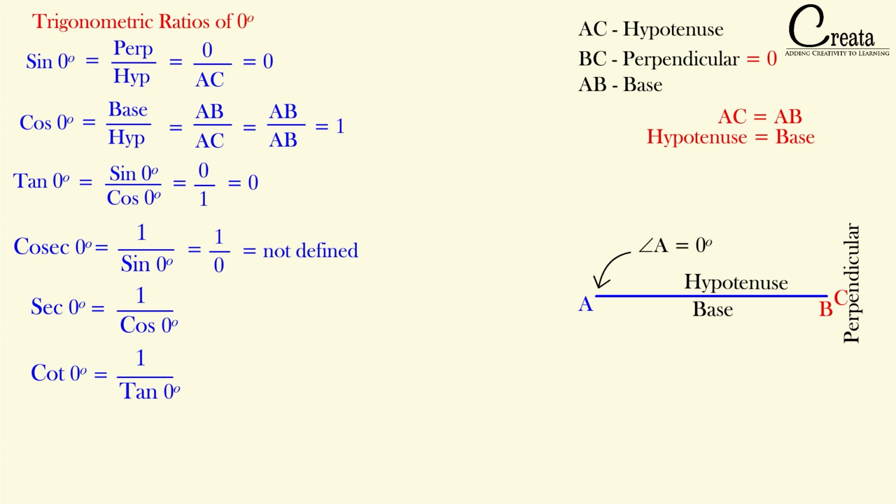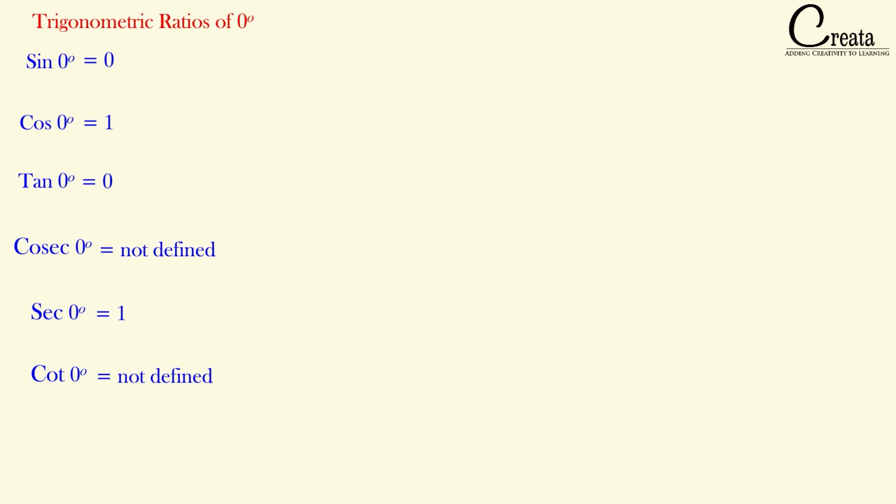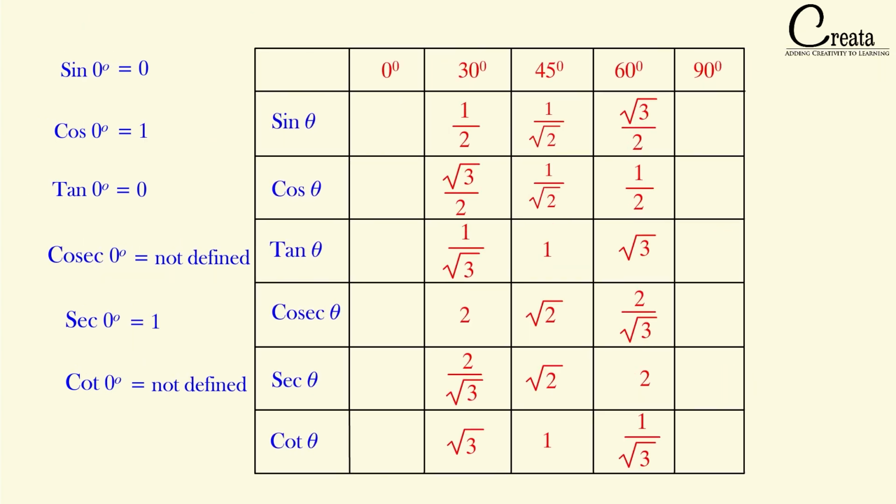Okay. Let's find sec 0 degree, that is 1 upon cos 0 degree. 1 upon 1, that is 1. Let's go for cot 0 degree, which is again 1 upon 0, that is not defined. So we got all the 6 trigonometric ratios for 0 degree. Let's put them into the trigonometric ratio table.